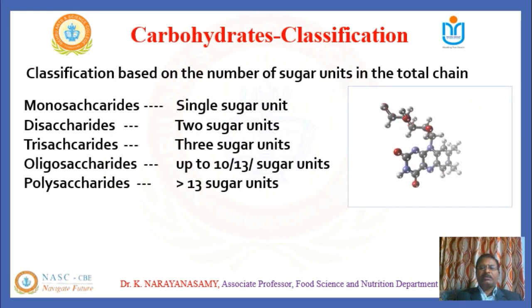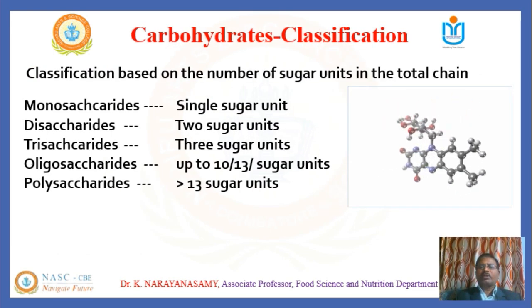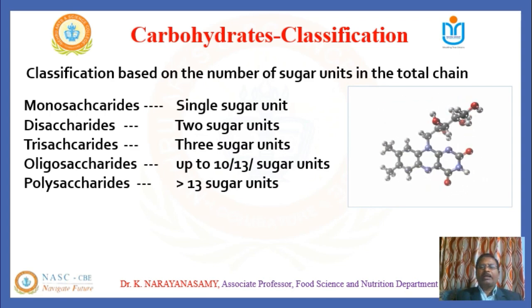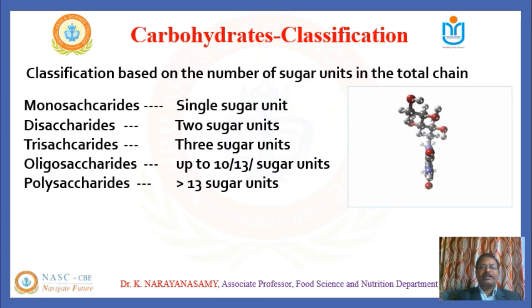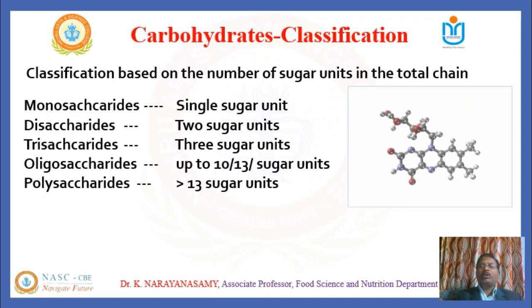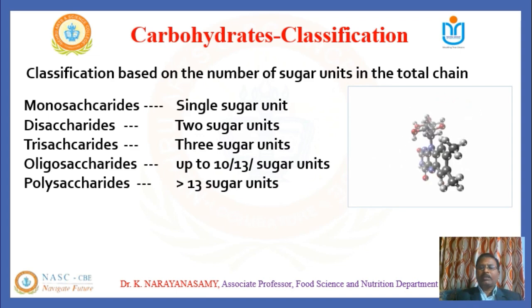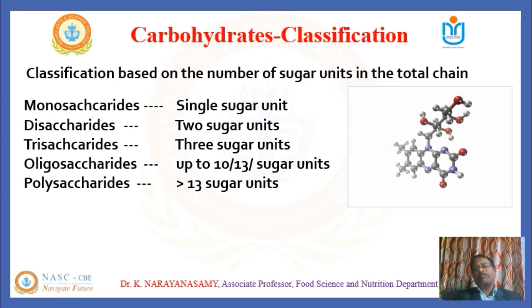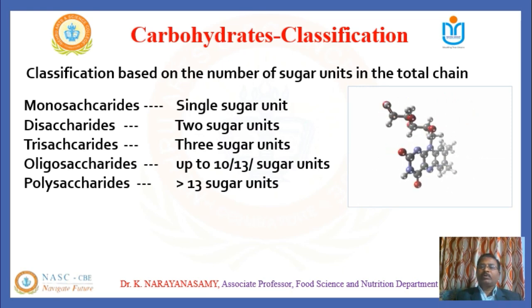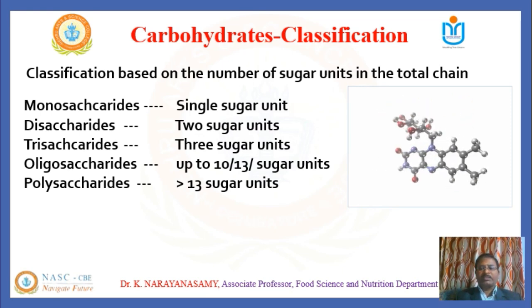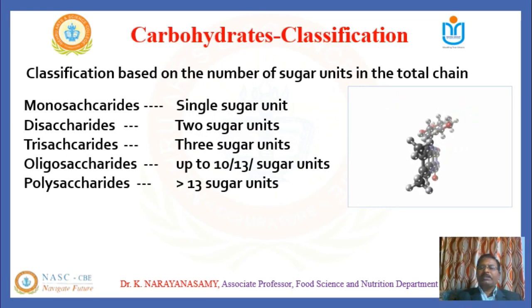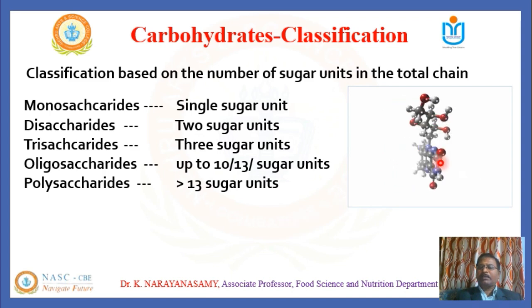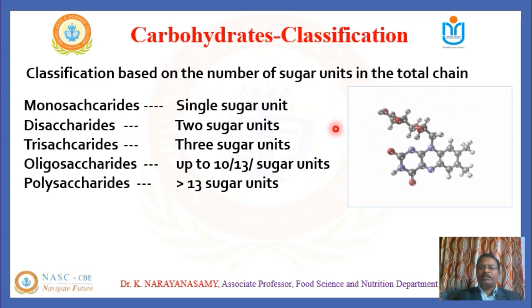So classification: they are classified based on the number of sugar units. For example, monosaccharides have only one sugar unit, a single sugar unit. Disaccharides have two sugar units, whereas trisaccharides have three sugar units. Oligosaccharides have up to 10 to 13 sugar units. Then polysaccharides have more than 10, the number of sugar units can be even more than 100. They are called polysaccharides. And here you can see the structure of the polysaccharides, the bead structure of these subunits.